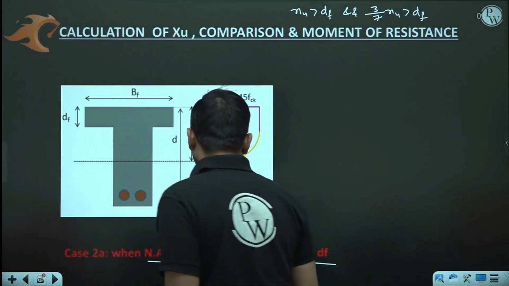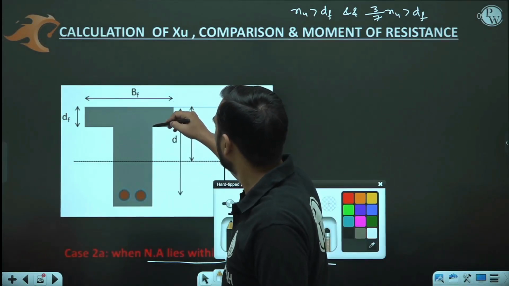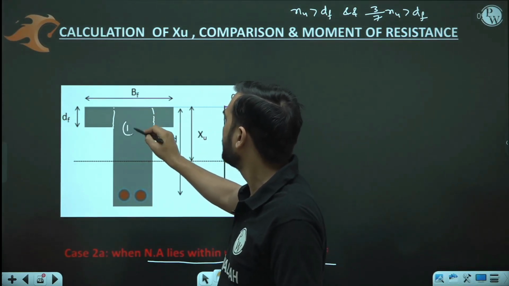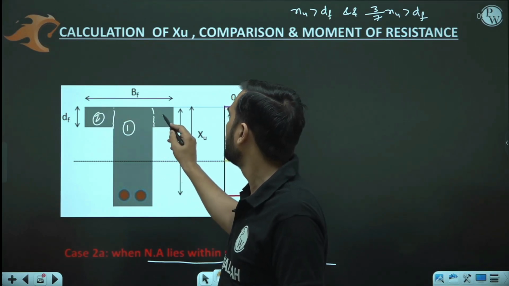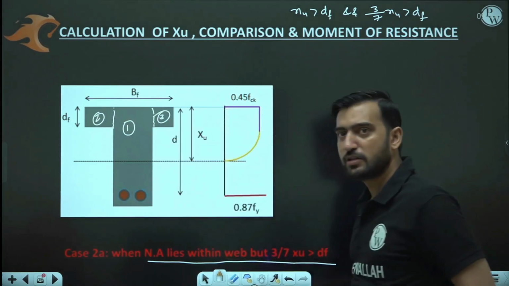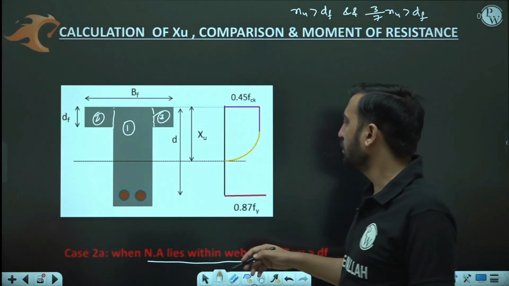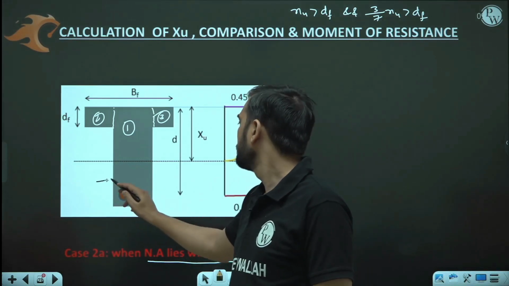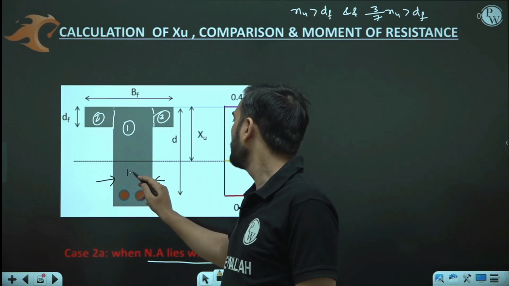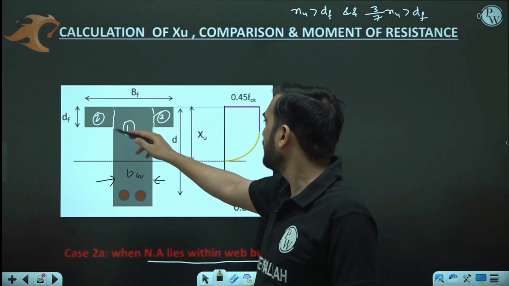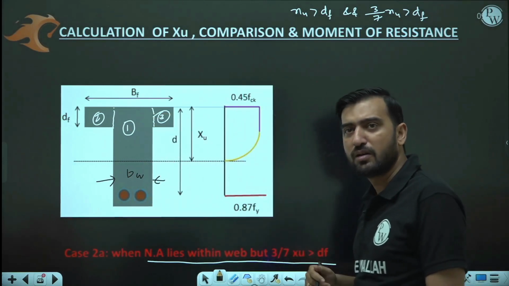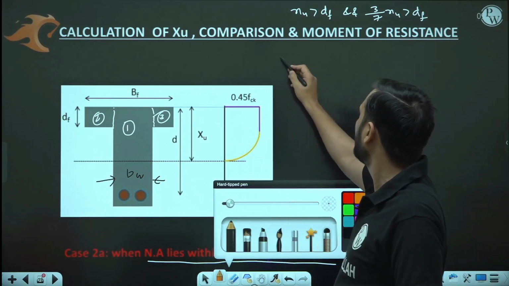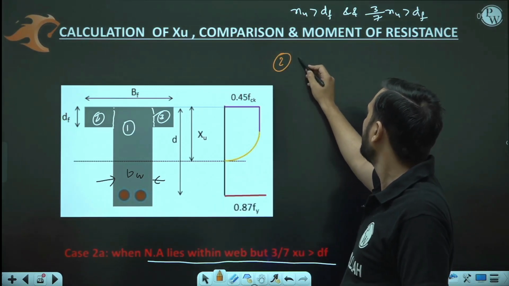In this case, we are simply going to divide this portion into three parts. First is this vertical division, and second and third is the portion in the flange section. So if you are looking at the first zone, then the width of the first zone is BW, and this first zone is ditto like your rectangular beam.